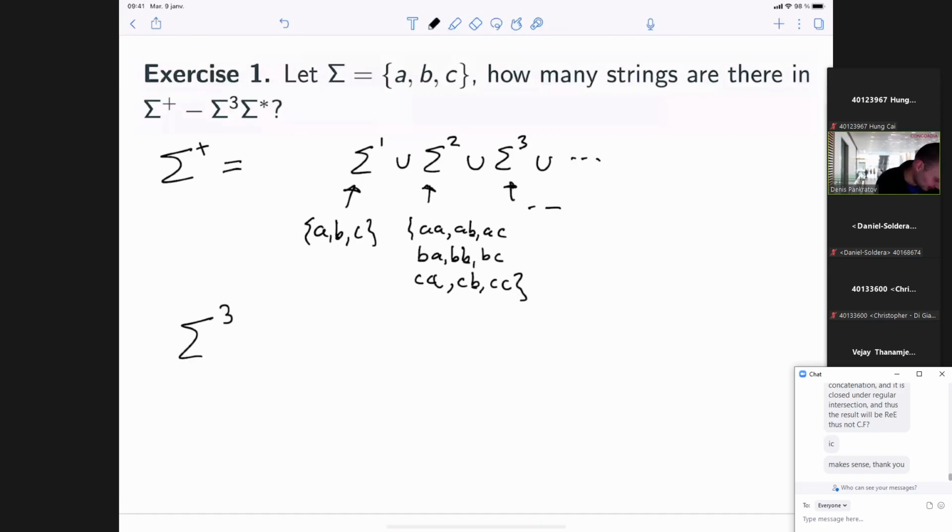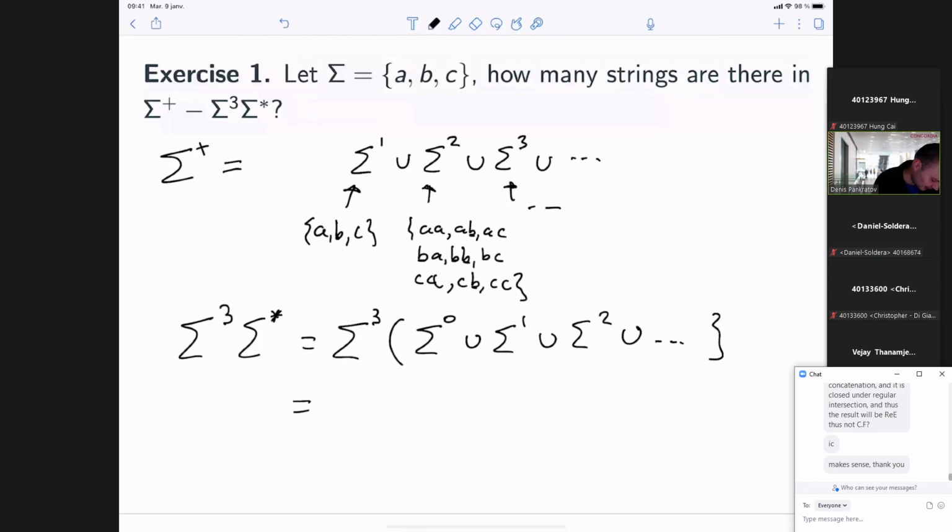And what is contained inside sigma cubed concatenated with sigma star? We have sigma cubed, and we concatenate it with sigma star. Sigma star consists of sigma to the power 0, union sigma to the power 1, union sigma to the power 2, and so on. In this case you can simplify this. It becomes sigma cubed, union sigma to the power 4, union sigma to the power 5, and so on.